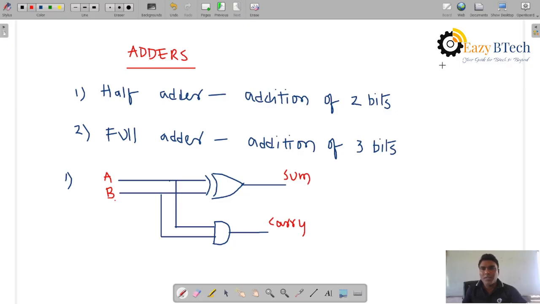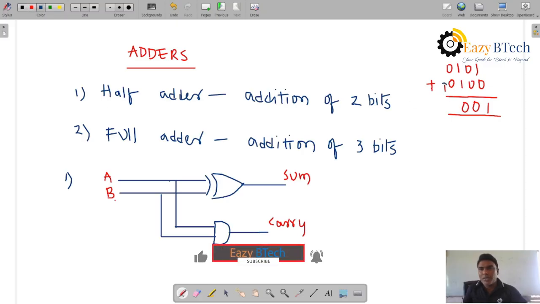Let us see an example with inputs 0101 and 0100. Addition: 1 plus 0 is 1, 0 plus 0 is 0, 1 plus 1 is 0 with a carry. You can see the carry bit. Any bits we are adding give a sum value and a carry value. The carry value will be forwarded to the next level. We call it C, the carry value, and the one below is the sum value.